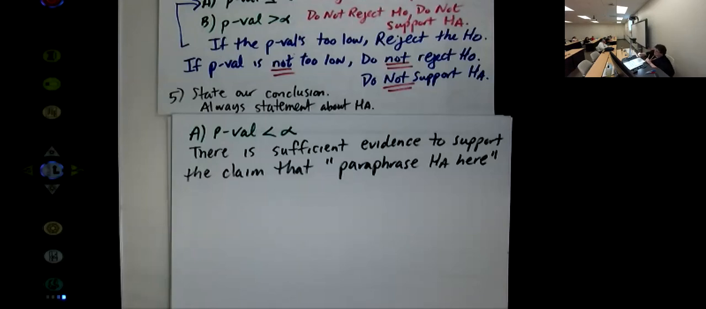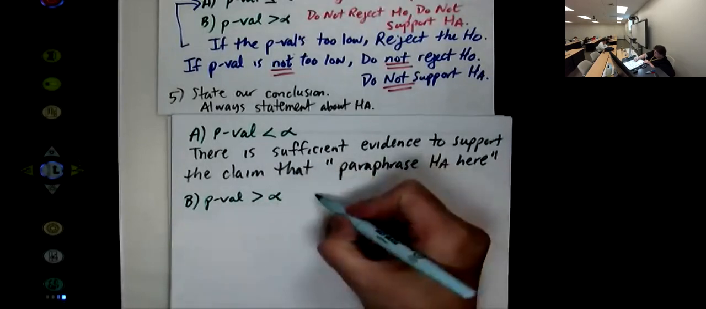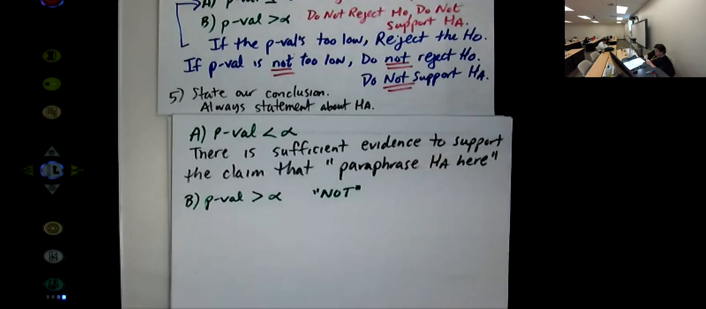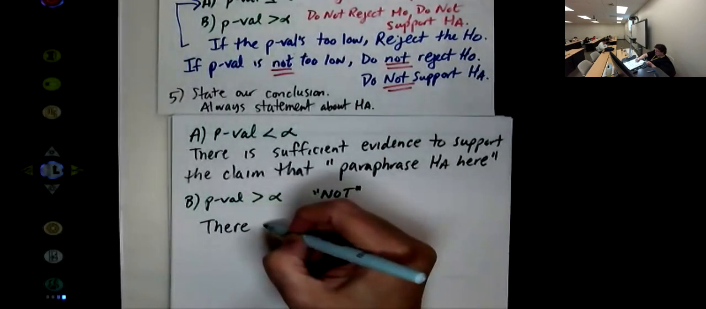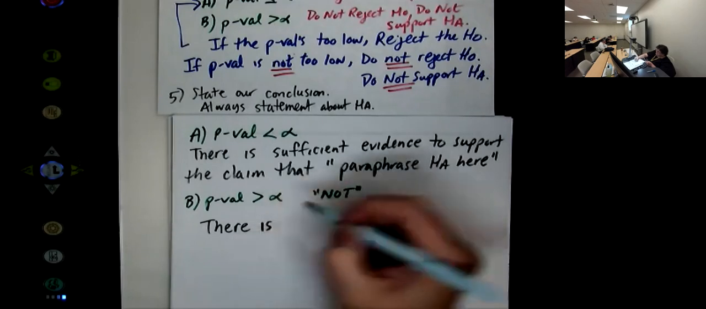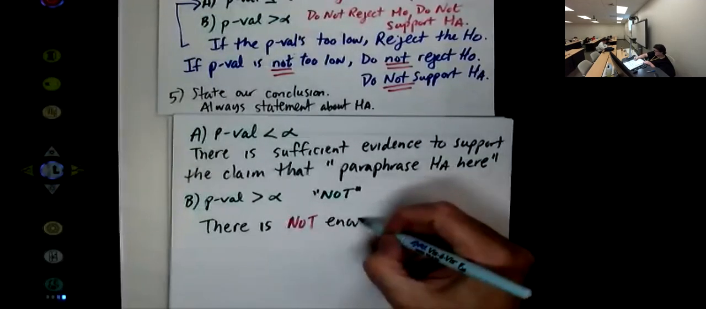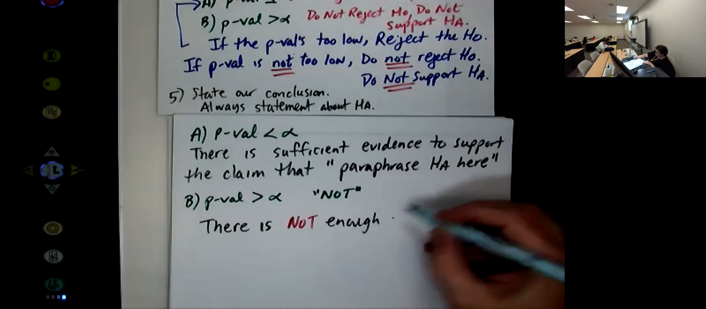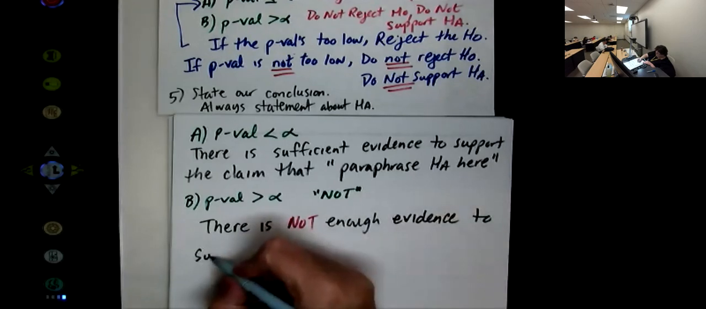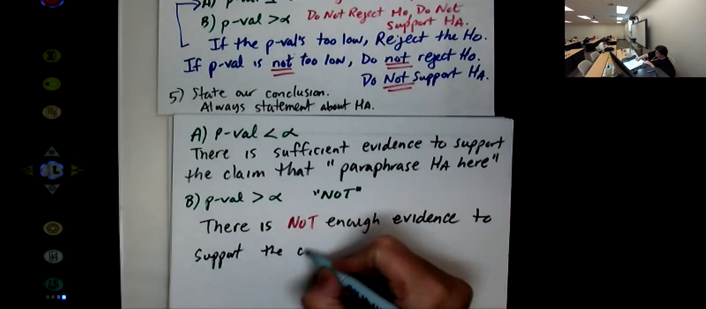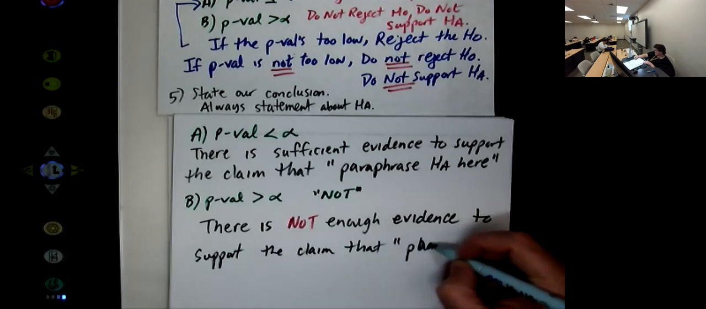And then if the p-value is greater than alpha, this is the not situation. And guess what? That translates down into here. There is not enough information, or not enough evidence to support the claim. That, again, paraphrase HA.